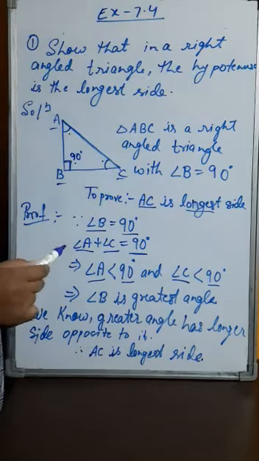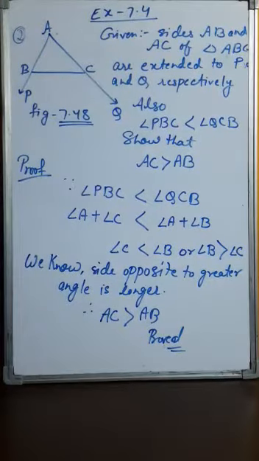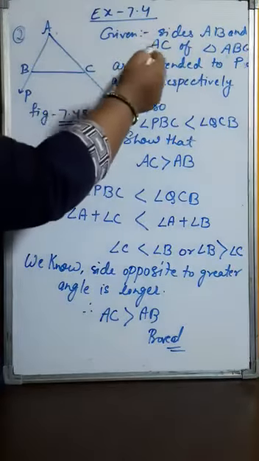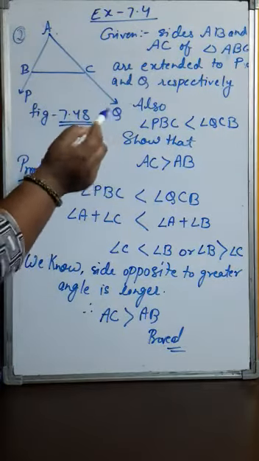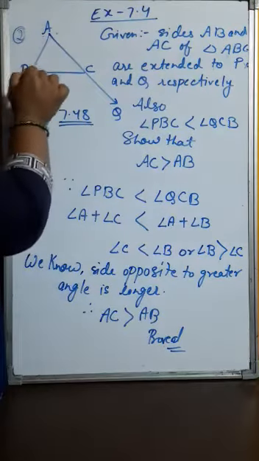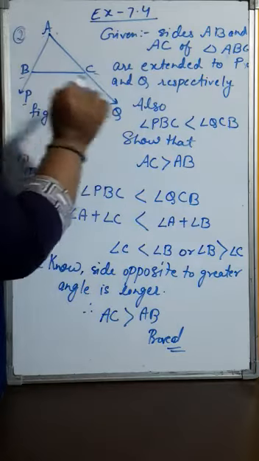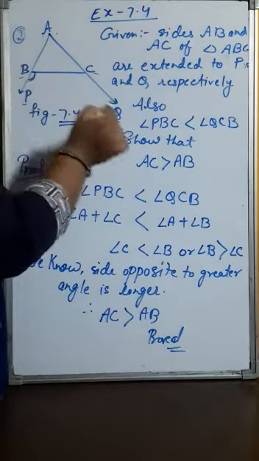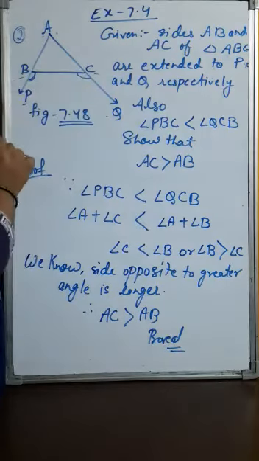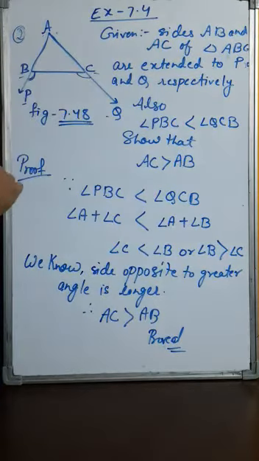Let us move to question number 2. Question number 2 says, sides AB and AC of triangle ABC are extended to points P and Q respectively. You can see in triangle ABC, AB and AC both are extended to points P and Q. Also, angle PBC is greater than angle QCB. We have to show that the side AC is greater than side AB. So for this, you see the proof.